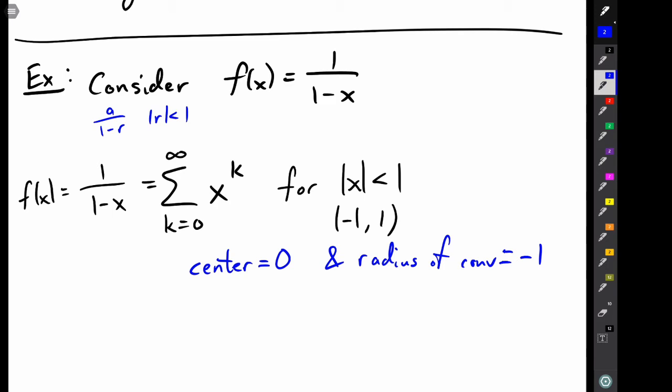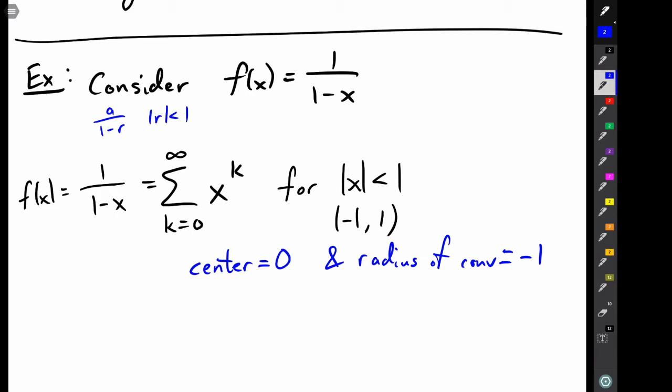Now again, we'll talk about a better way to compute the radius of convergence afterward, but this equality is true only on this interval here. That's an important thing to point out. So while this function is defined everywhere except x equals 1, this series is only equal to this function for x between -1 and 1. So this is just one way we can get our hands on some examples of power series.